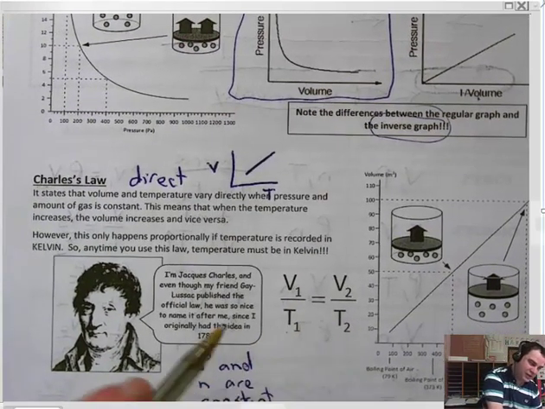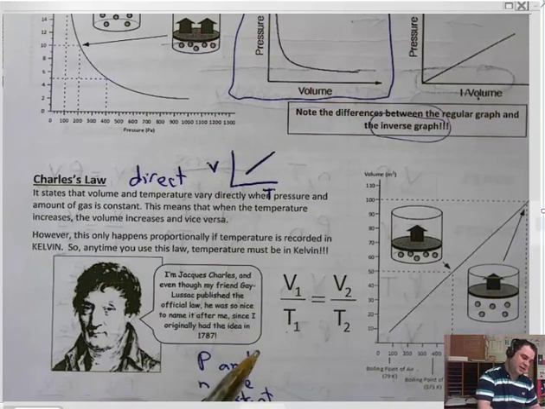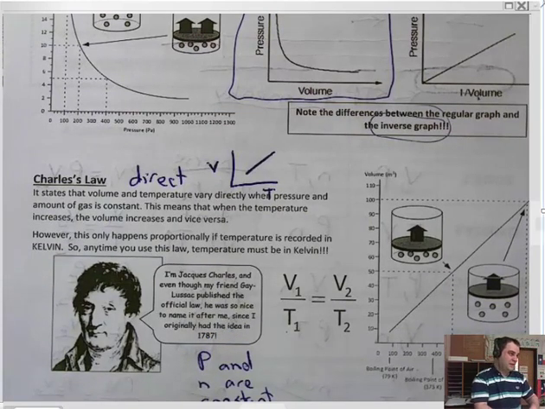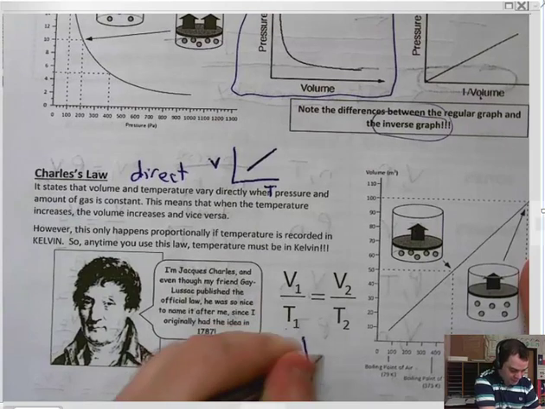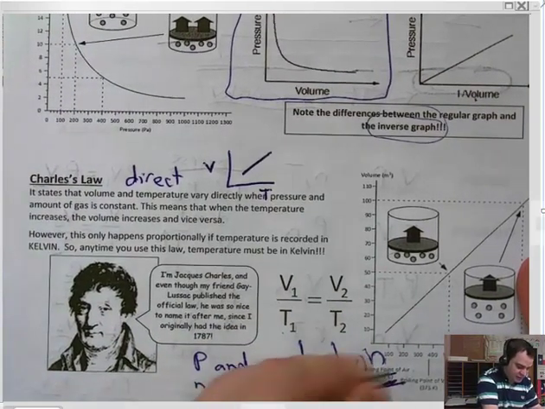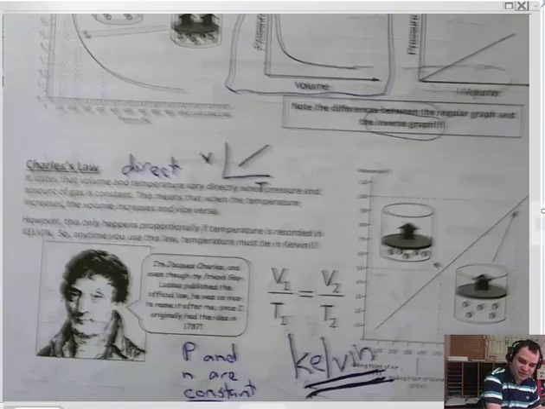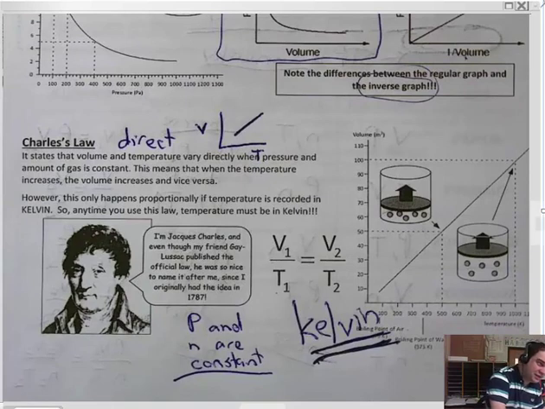Think of a hot air balloon. They blow hot air into the balloon and the balloon gets bigger, right? So the temperature of the air is increasing, so the volume of the balloon is increasing. Remember, you must use Kelvin. We cannot use Celsius. These proportion laws do not work with negative temperatures. Celsius has negative temperatures. We can't use those.